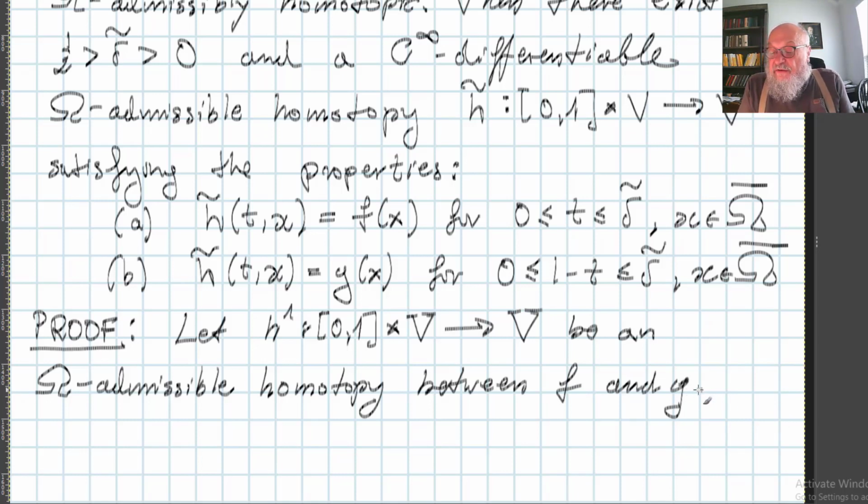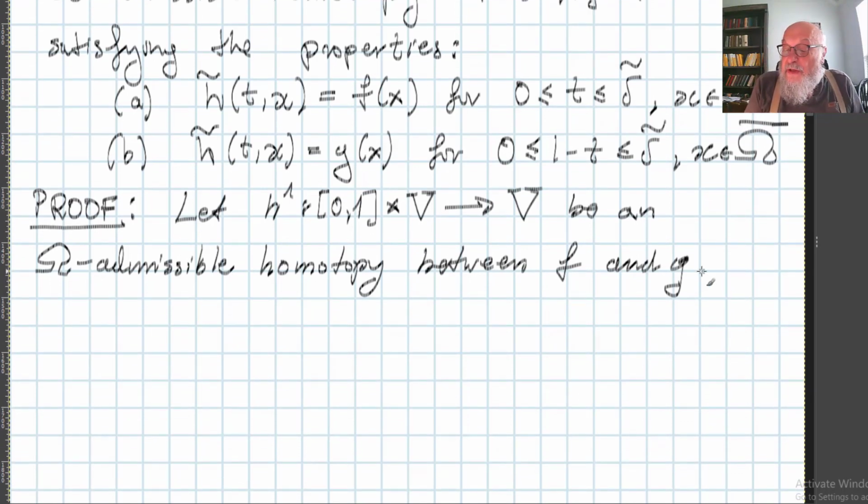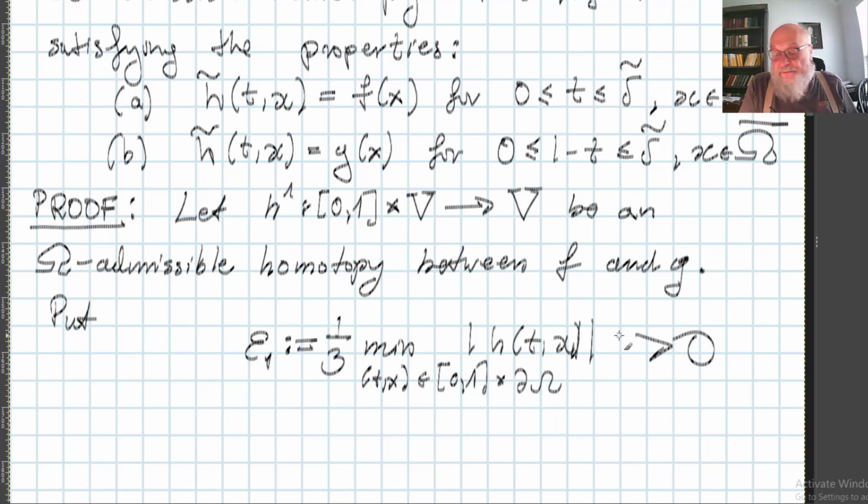Since this is an admissible homotopy, we can choose epsilon. That's only continuous; we need to correct it to a smooth homotopy. So put epsilon 1 equal to 1/3 of the minimum over (t,x) belonging to [0,1] times the boundary of omega of the absolute value of H1(t,x). That number is definitely positive, and remember this is 1/3.